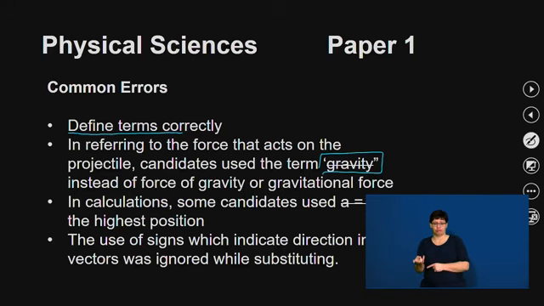So in calculations, some candidates continue to say acceleration is 0 at the highest position, right? The main thing that we've also indicated as far as free fall is that the acceleration remains constant in both magnitude as well as direction. So there is no way that acceleration will change from 9.8 meters per second squared downwards to 0. So if we say it's constant, it means it does not change. Okay, that's the big idea as far as vertical projectile motion is concerned. Okay, now the use of signs to indicate direction is one of the problem areas.